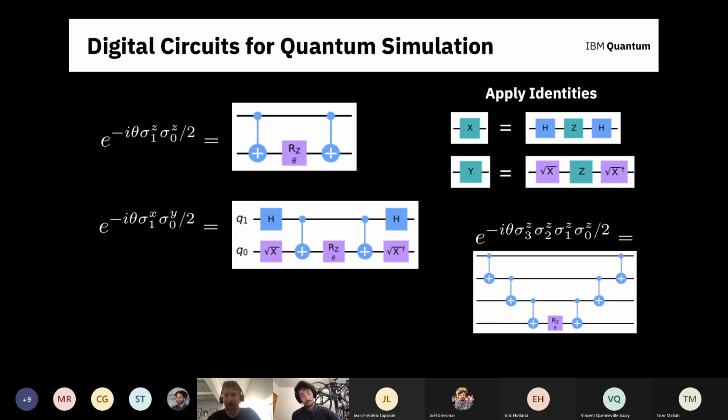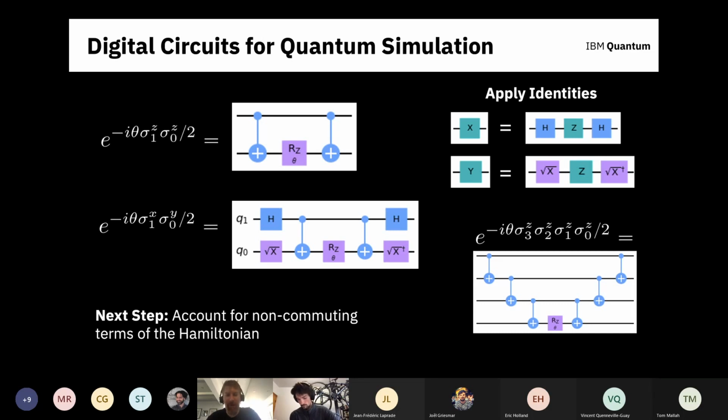And this is something that you can extend in general. Essentially anything you can write as a string of Paulis, this gives you a formula for how to simulate it, a first step for a unitary operation. Of course, the next thing is you need to account for the fact that these terms will typically not commute with each other. So you need to do some special things, such as breaking that down, and that's often called the Suzuki-Trotter decomposition. These are the kinds of steps that we use to do this work.